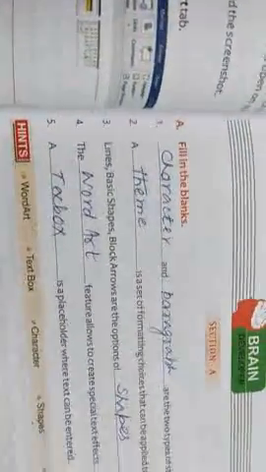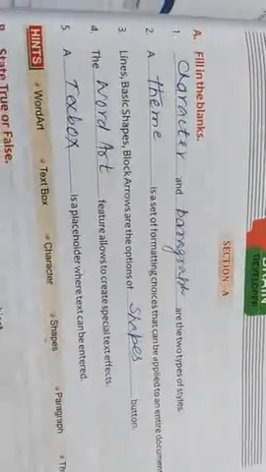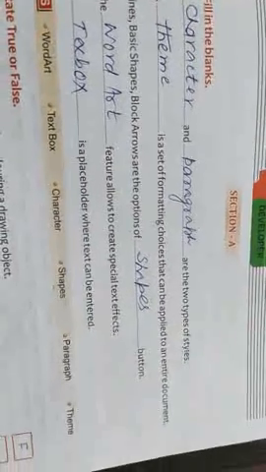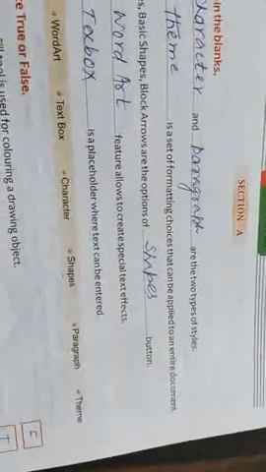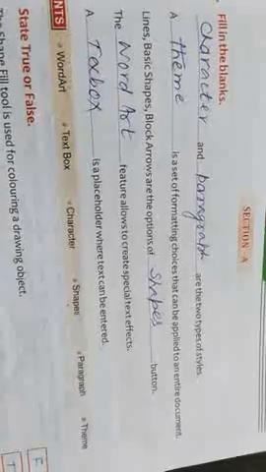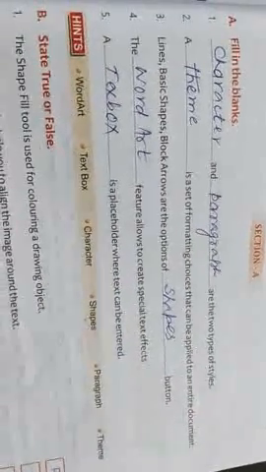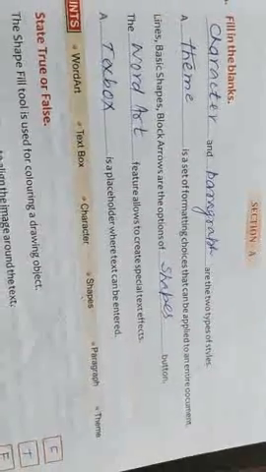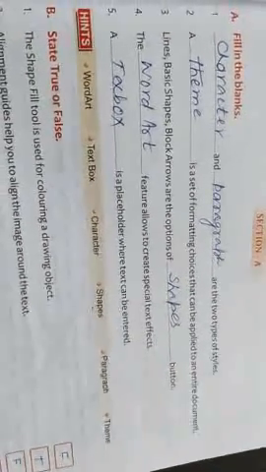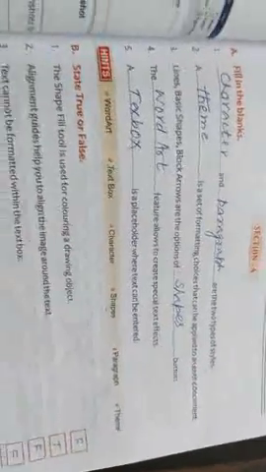Fill in the blanks. Character and paragraph are the two types of styles. A theme is a set of formatting choices that can be applied to the entire document. Line, basic shapes, block arrows are options of the Shapes button. The WordArt feature allows you to create special text effects. The text box is a placeholder where text can be entered.